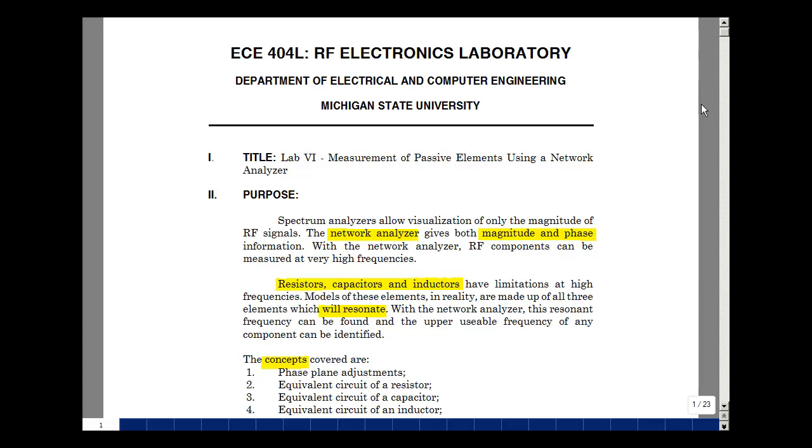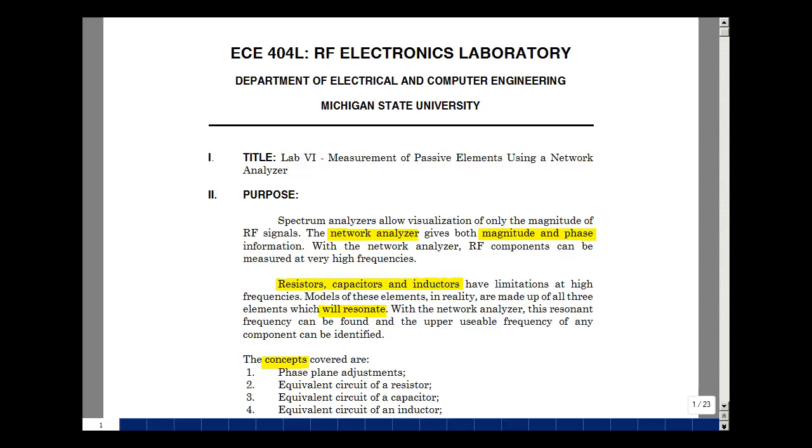Lab 6 deals with the measurement of passive elements using a network analyzer. Spectrum analyzers allow a visualization of only the magnitude of an RF signal. With a network analyzer, we'll be able to look at both the magnitude and the phase. This will allow us to measure RF components at very high frequencies.